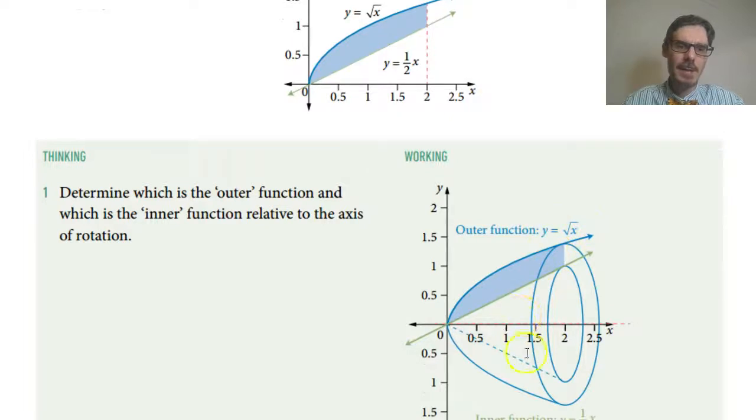As I rotate it, the circumference on the outside circle is bigger than the circumference on the inside circle. So you can't simply subtract the two functions and then integrate. But what you can do is work out the volume bounded by the outside and subtract the volume bounded by the inside. Basically, it works if you get the squares of the two functions. So, my two functions are square root of x and half x.